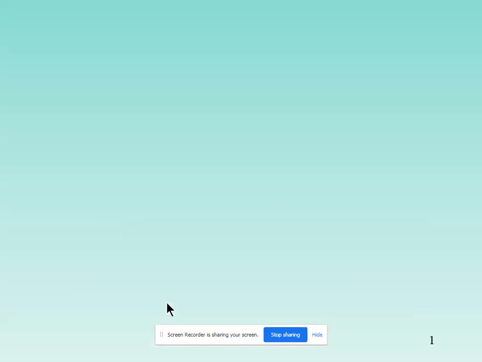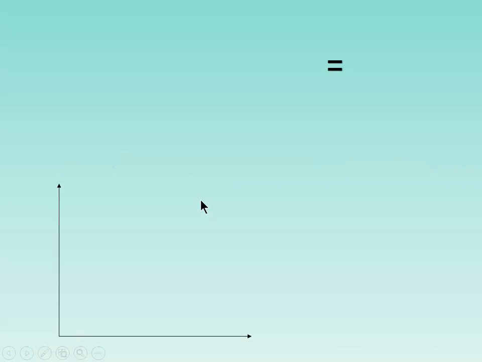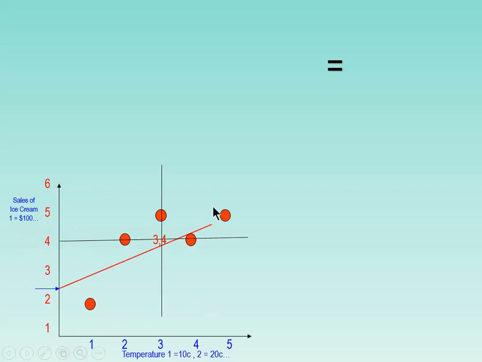The least squares method. So here's our two lines, our y and our x-axis. Y, of course, is our dependent variable, and our x-axis is our independent variable. So what's going to be depending on x?